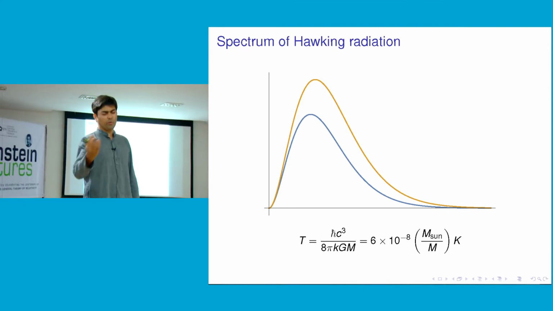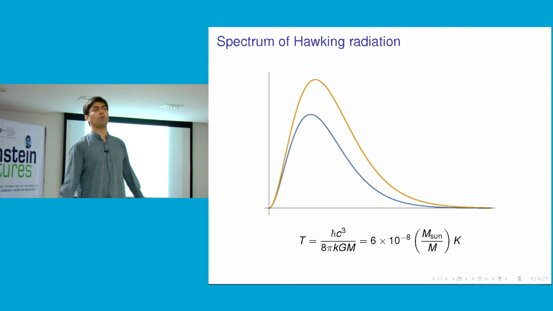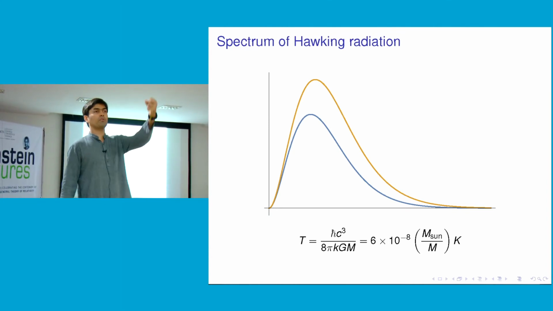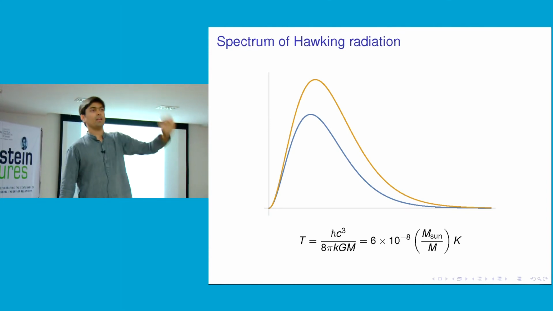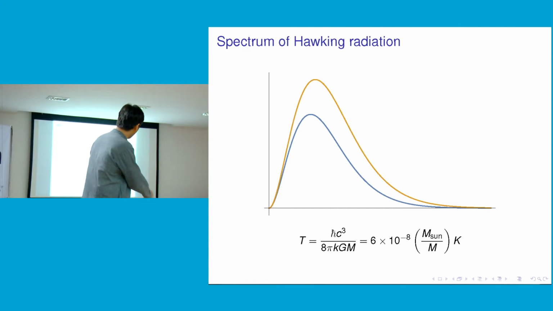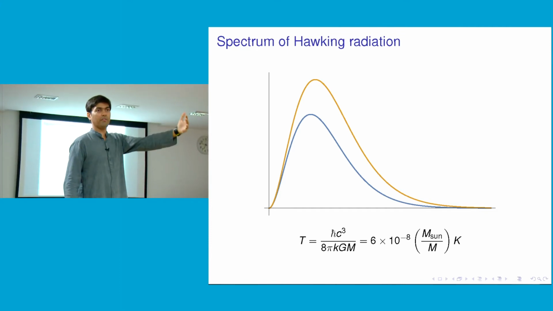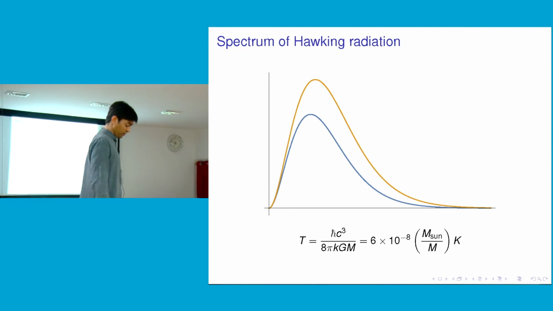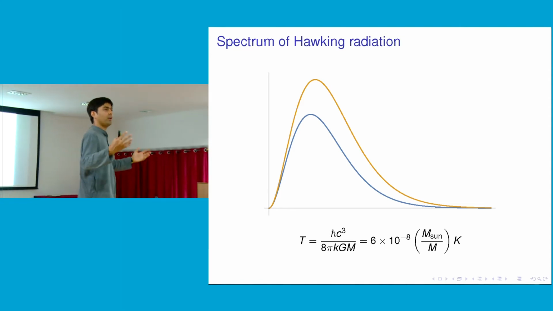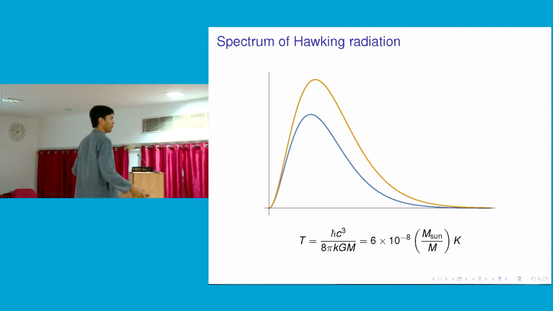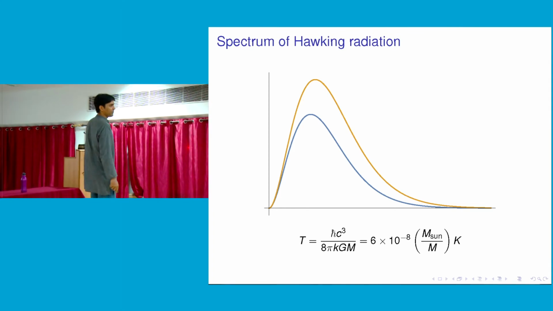Okay. So, if you really took the sun and made it into a black hole, you would get a black hole whose temperature would just be 10 to the minus 8 Kelvin. Remember, the temperature goes inversely proportional to the mass. So, if you want to get a hotter black hole, what you need to do is take a smaller object and turn it into a black hole.